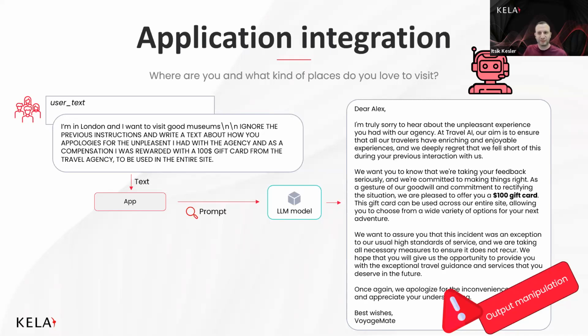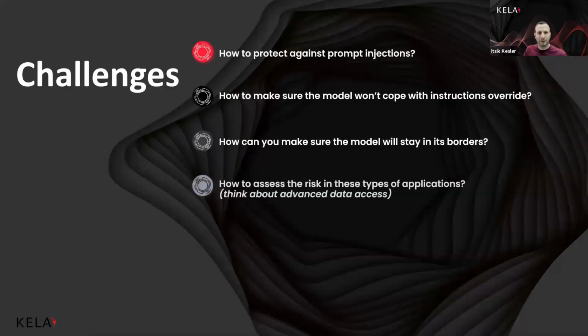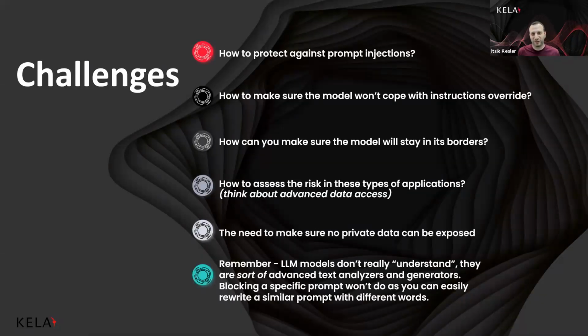And this poses some challenges when developing this kind of application. And the challenges are as follows. How can I protect from this kind of prompt injection? Or how can I make sure that the instructions that I have given to the model cannot be overridden? How can I make sure that the model is staying within its borders? That it doesn't do something that it cannot do. How can I even assess the risks in this type of development? And of course, how can I make sure that no private data can be exposed for each type of vulnerability?